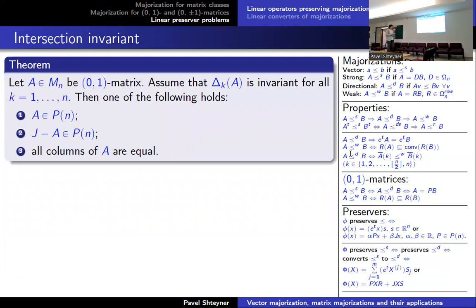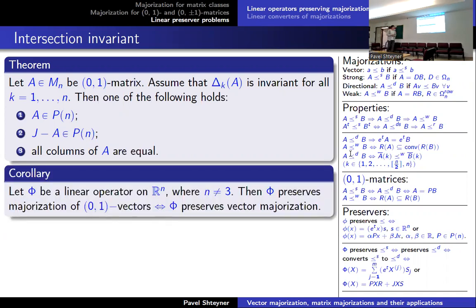First of all, we can characterize such matrices where delta k of A is invariant for every k, and the structure is quite simple. Either A is a permutation matrix, or the complement of A is a permutation matrix, or all columns of A are equal. And this is interesting because this is exactly the way that matrices are structured when they preserve strong majorization of 0-1 vectors. And using this theorem, we can prove that if n is not 3, then preserving 0-1 vectors is enough to preserve vector majorization in general.